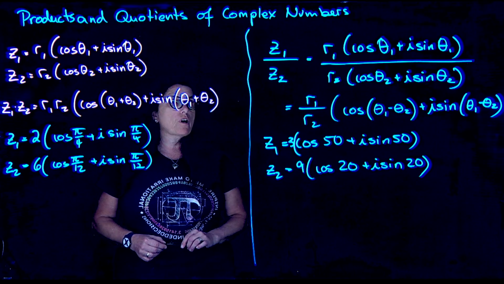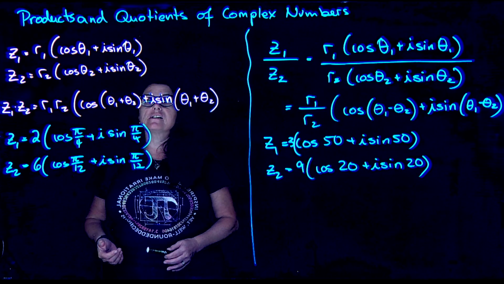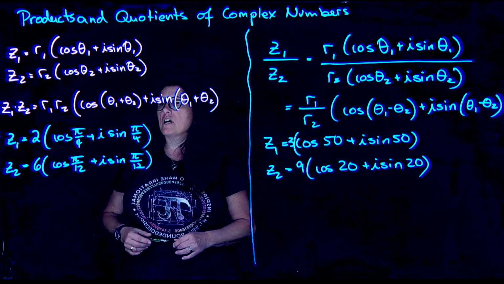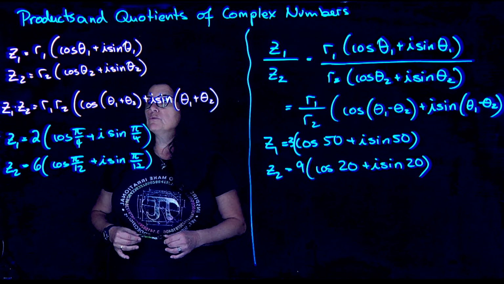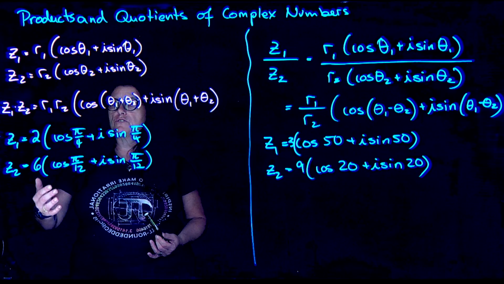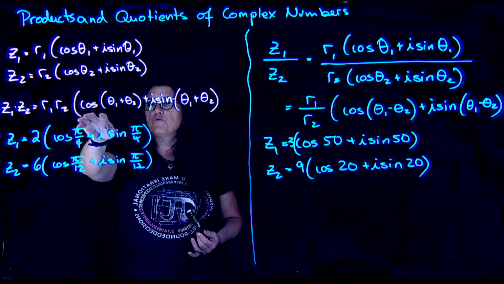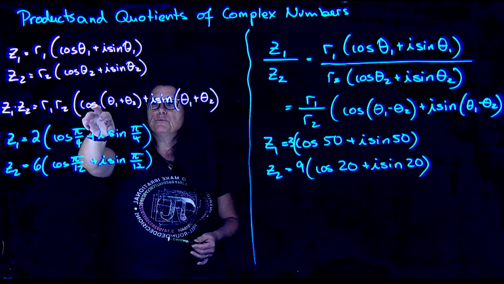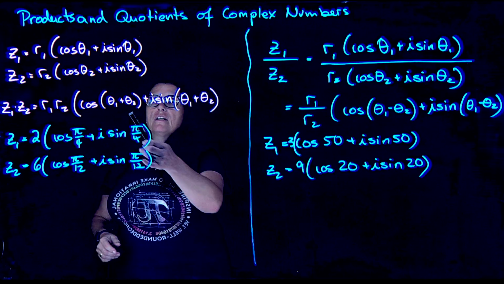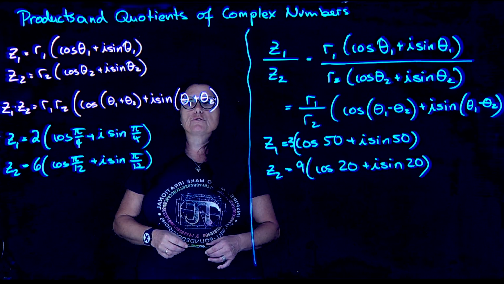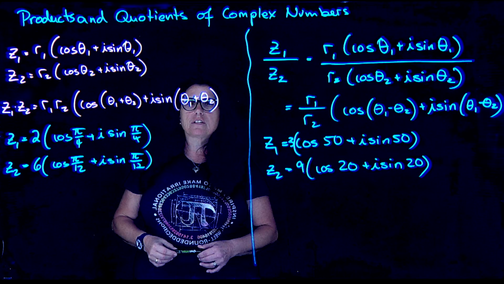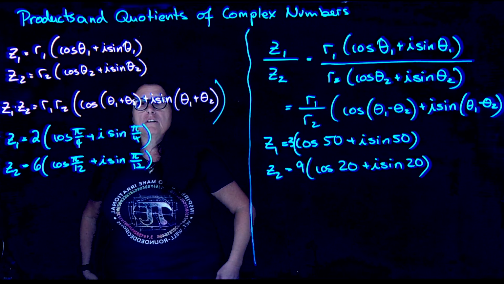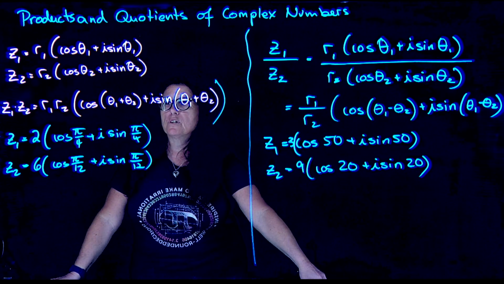Products and quotients of complex numbers that are in trig form. To save some time, I already wrote the formula down here. If we are multiplying two complex numbers, Z1 and Z2, then the formula is we're multiplying our moduli, R1 times R2, and then we get cosine of the angle theta 1 plus theta 2, plus I sine of theta 1 plus theta 2. And really it is derived from the rules for exponents.